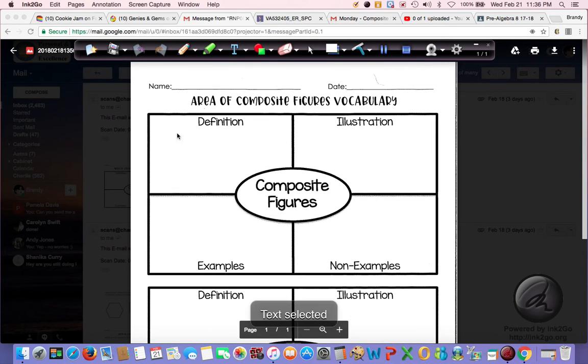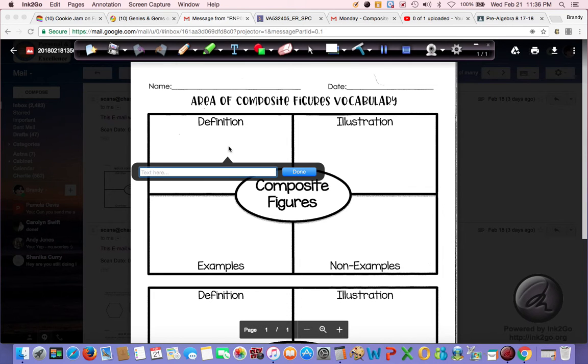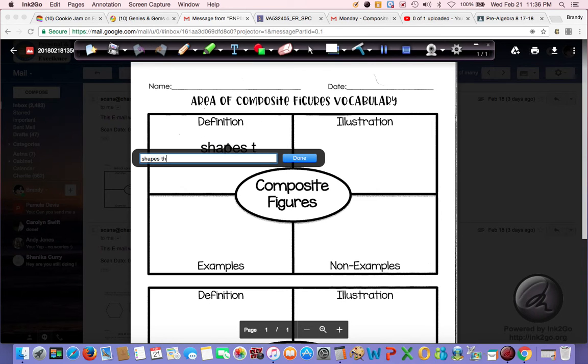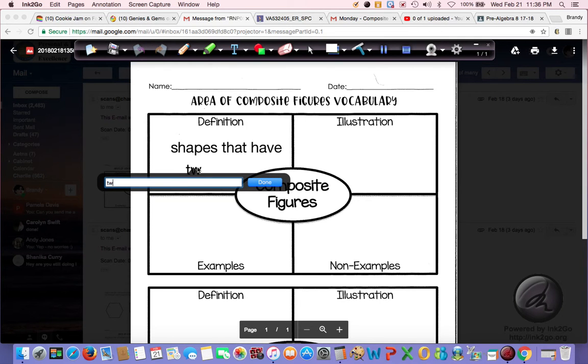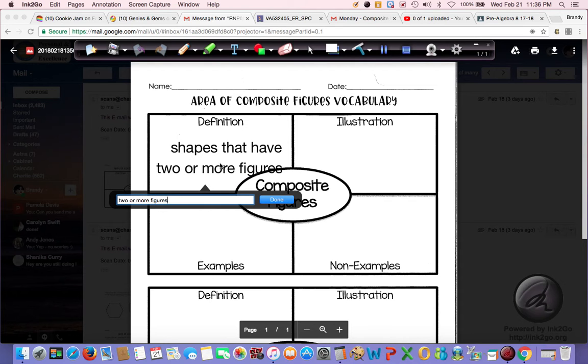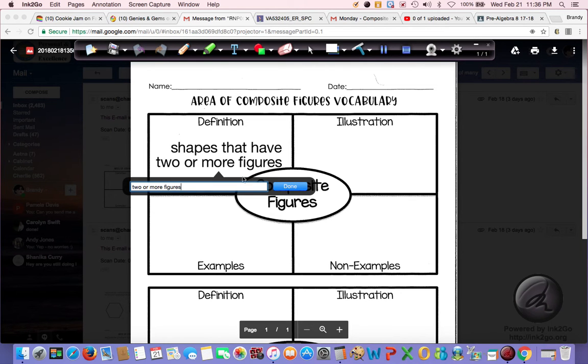The definition for composite figures is going to be shapes that have two or more figures. Okay, so shapes that have two or more figures are called composite figures. This is what we say are mashups. Composite figures are mashups of our basic shapes.